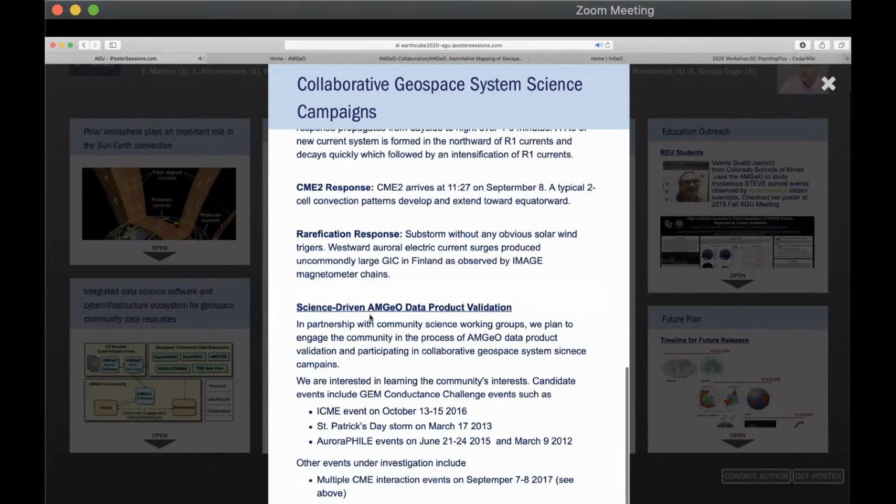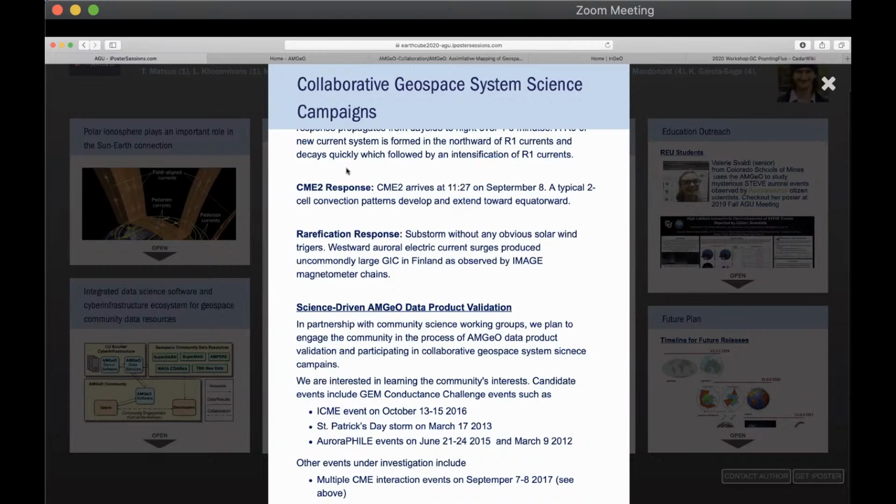And as an ASCENT project, we have a lot of collaborators on it. We would like to look at a few focus events, and we would like to do in-depth analysis of AMGeO outputs. Working with this grand challenge focus effort is really excellent. So far we are working with the GEM conductance challenge efforts. They're looking at a few events. And so, future plans.